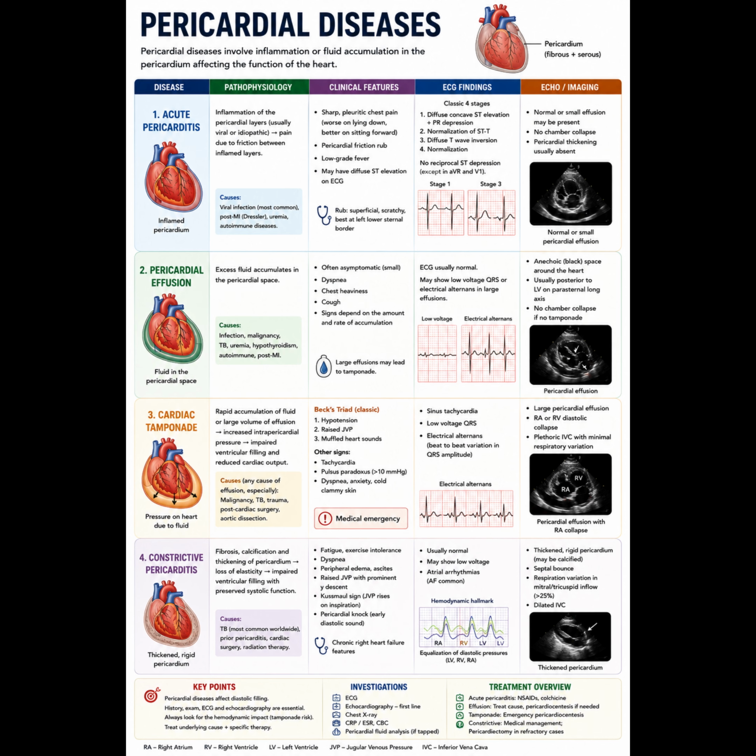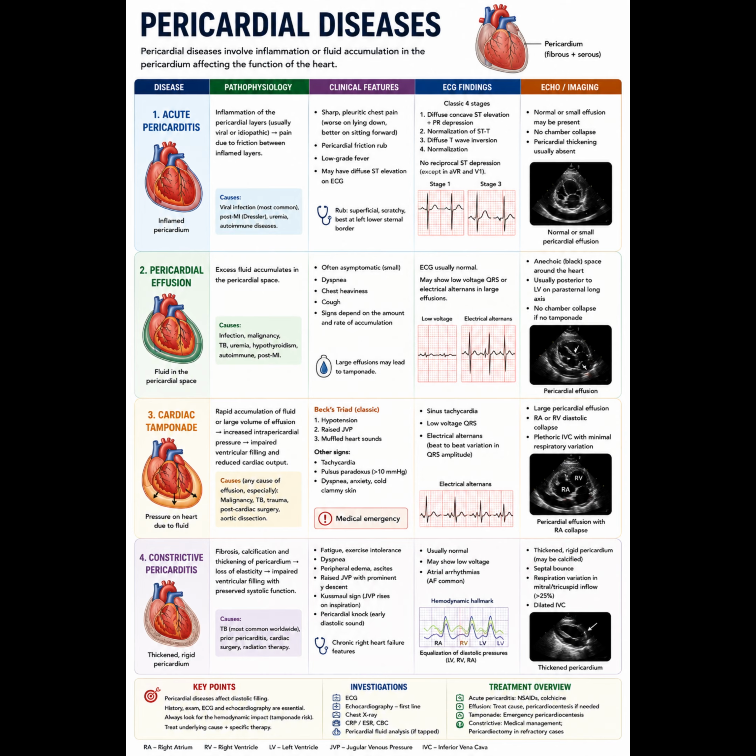First is acute pericarditis, in that there is an inflammation of the pericardial layer of the heart. So in that, diffuse ST elevation or PR depression will be there. Second is pericardial effusion, excess accumulation of fluid in the pericardial layer. ECG usually normal, may show low voltage QRS complex or electrical abnormalities with a large effusion.